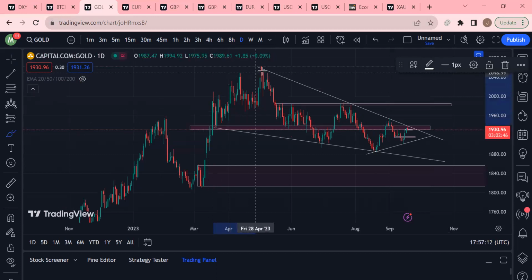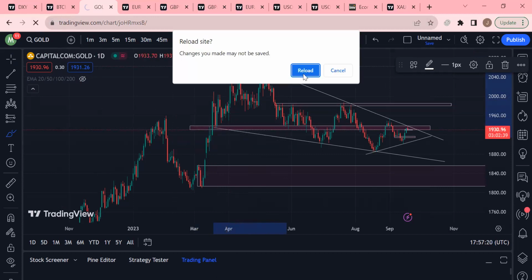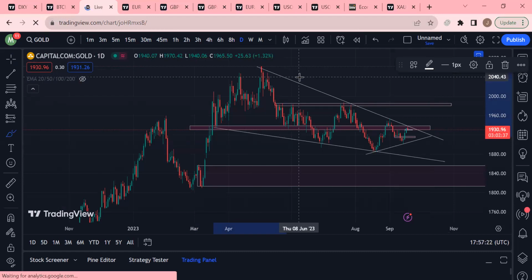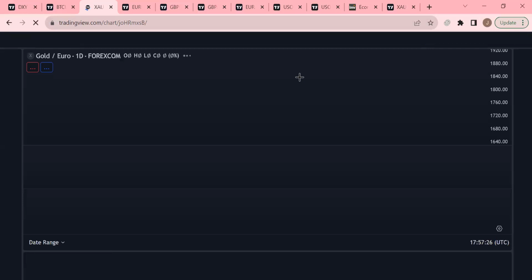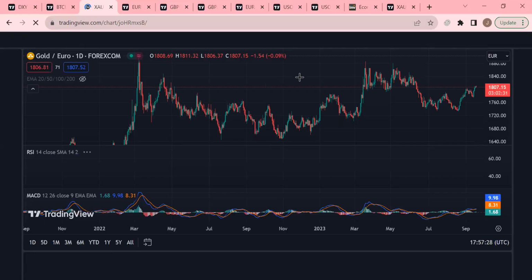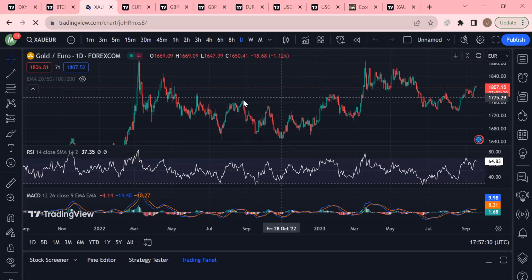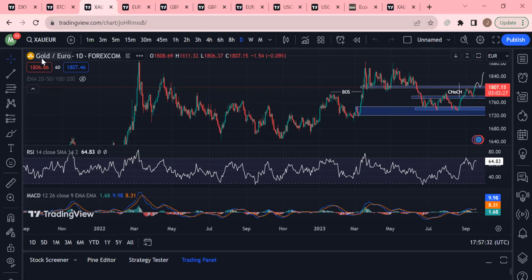Gold was on a downtrend. Are you getting it? As you can see, I don't know what's happening, sorry, one minute. Let me try and reload. Very important. Gold was on a downtrend. Are you getting it? On a retracement mode. Let me just use it because on the monthly, if you watched my video yesterday, gold was on a downtrend.